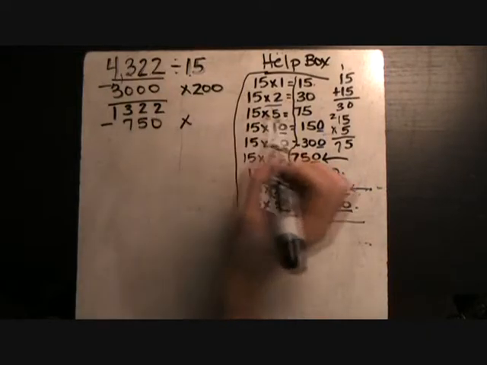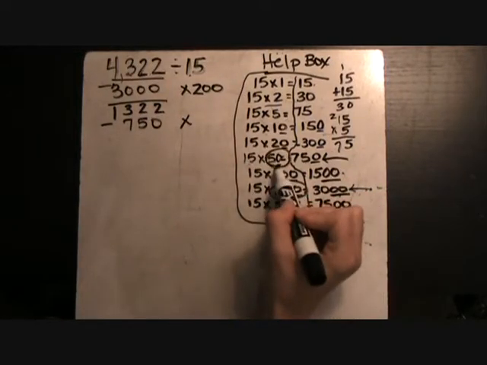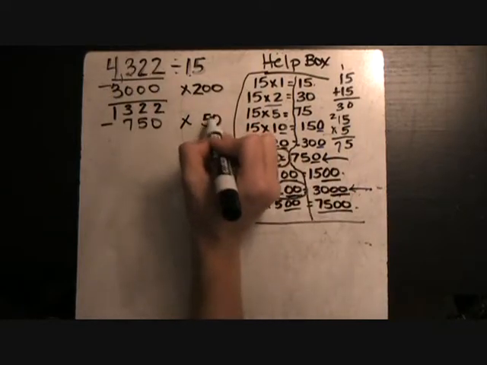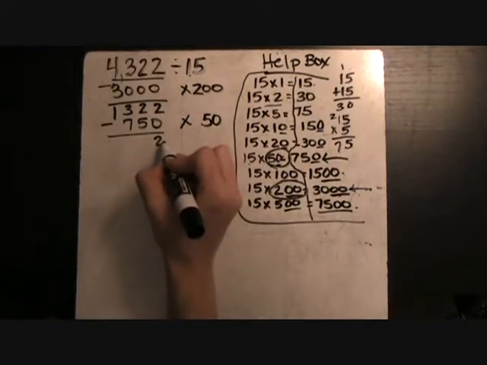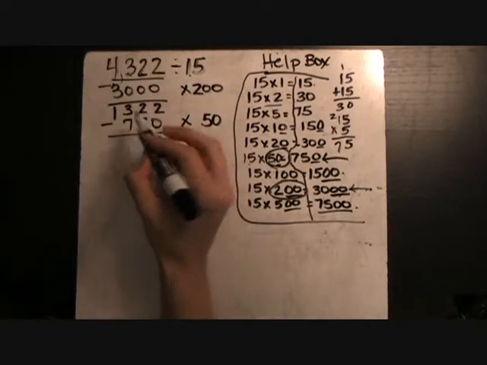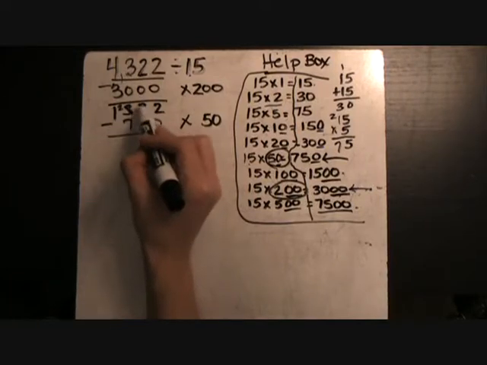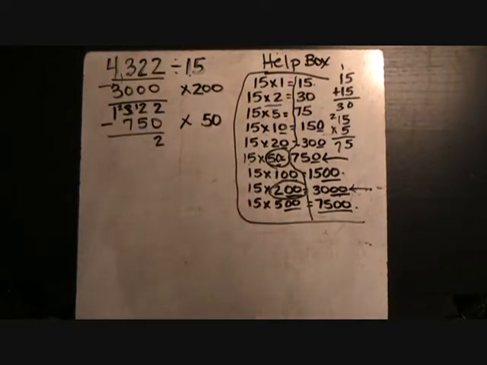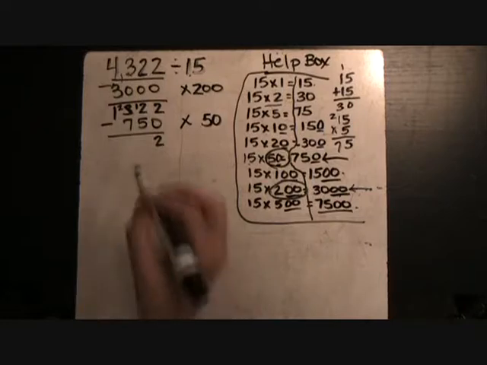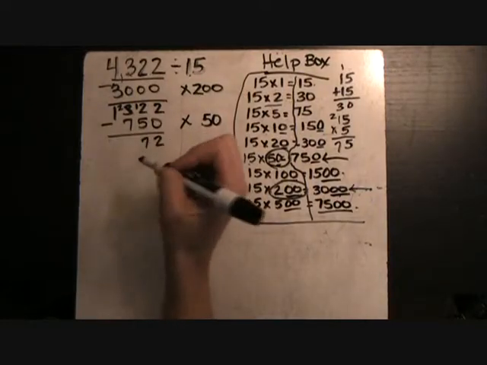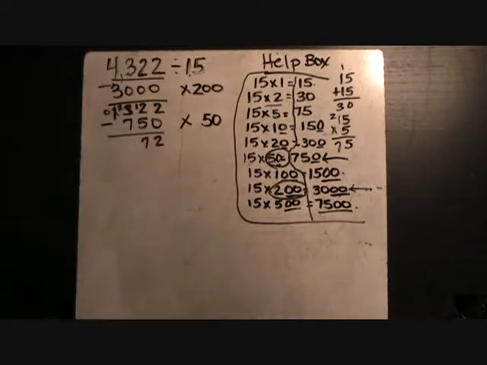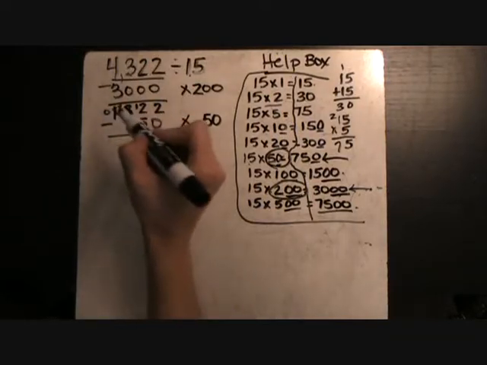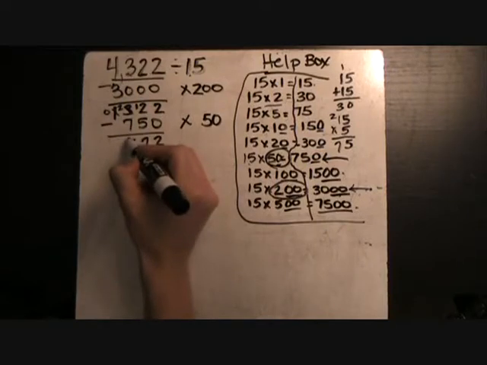And over to the side, I multiplied 15 times 50 to get 750. So I'm going to write times 50. And now I subtract. 2 minus 0 is 2. 2 minus 5, I can't do that. So I'm going to borrow from the 3. This becomes a 2. And now the 2 in the tens place is a 12. So 12 minus 5 is 7. 2 minus 7, I can't do that. So I'm going to borrow from the 1. It's now a 0. And this 2 is a 12. So 12 minus 7 is 5.